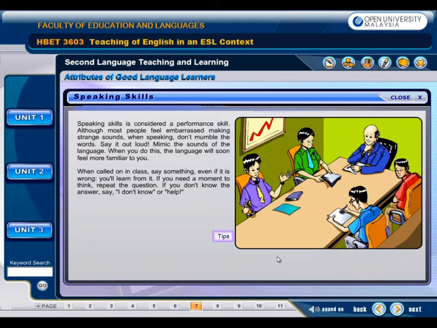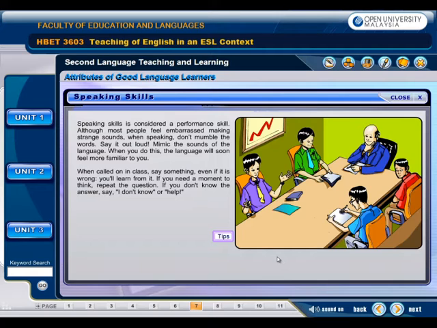Speaking is considered a performance skill. Although most people feel embarrassed making strange sounds when speaking, don't mumble the words. Say it out loud. Mimic the sounds of the language. When you do this, the language will soon feel more familiar to you.